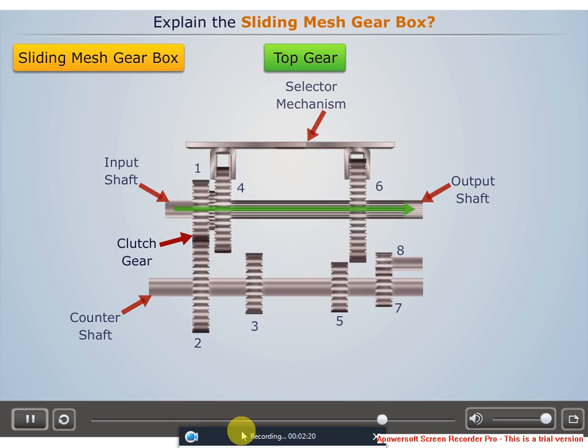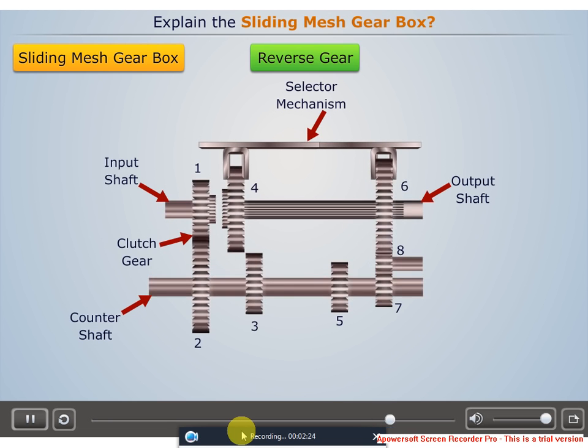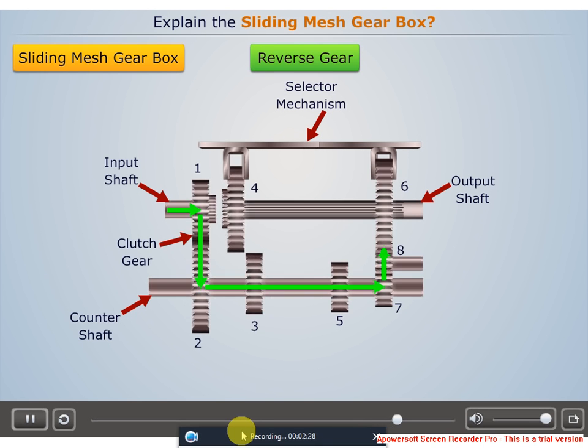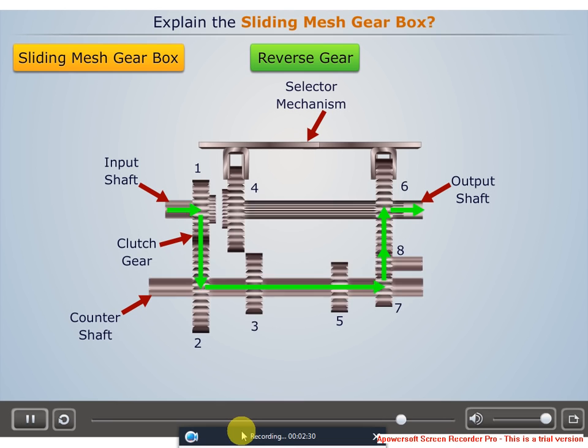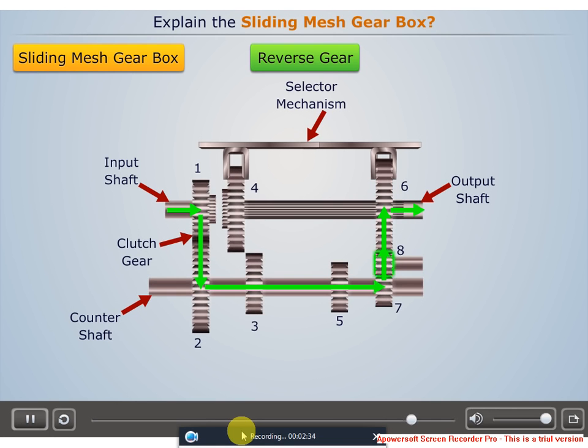To achieve the reverse gear, the gear 6 is meshed with the gear 8. Now the power gets transmitted along the gears 1, 2, 7, 8 and 6. The introduction of gear 8 between gear 6 and gear 7 allows the output shaft to rotate in reverse direction.